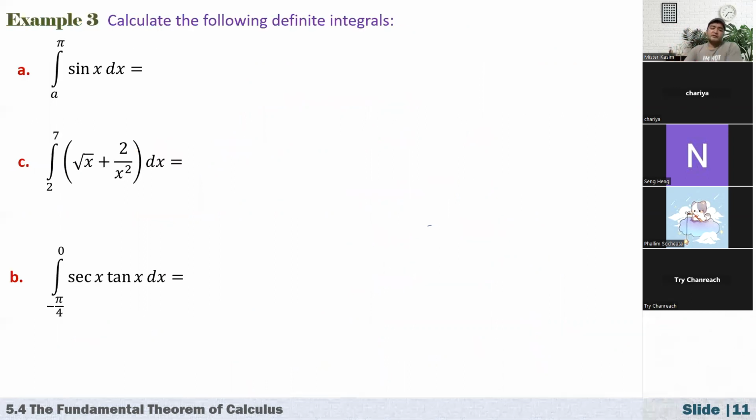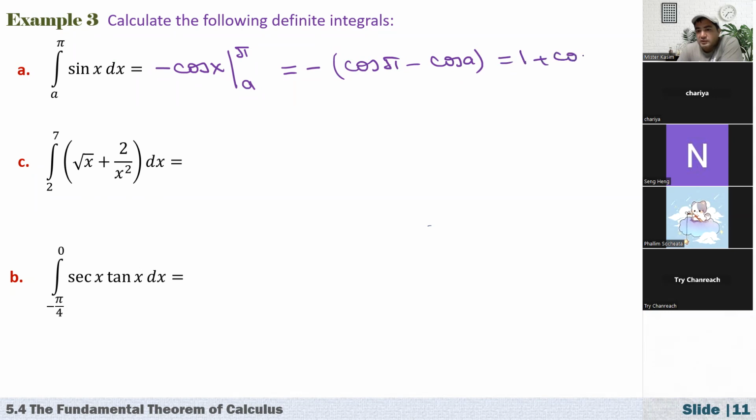Example, calculate the following definite integrals. And what is the antiderivative of sine of x? That is minus cosine of x, right? One of them. So it is minus cosine of x. So I just need to evaluate this at the points a and pi, right? So that's equal to minus, here we have cosine of pi minus cosine of a. And what is cosine of pi? Cosine of pi is equal to -1, right? So that's equal to 1 plus cosine of a.